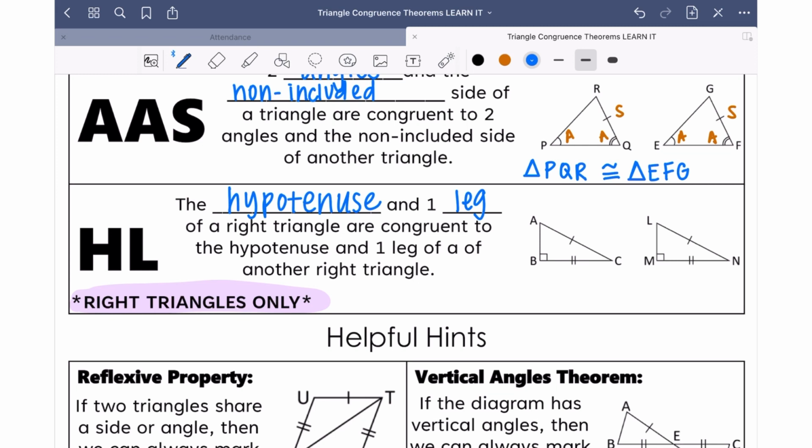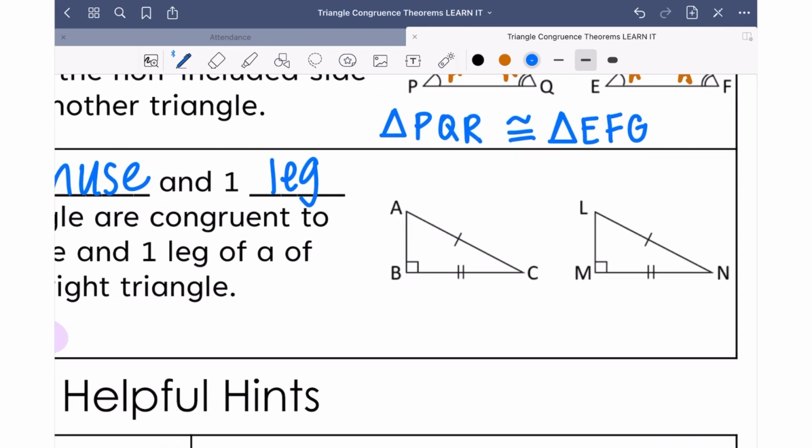So who is the hypotenuse here in this triangle ABC? This is the hypotenuse. This is the leg, one of the legs. You could have used the other leg, but for this one, we used that one. Here's the other hypotenuse on the second triangle, and then the leg here. So to write our congruence statement, we are going to say that triangle ABC is congruent to who matches with angle A, who corresponds with angle A? Do you see it? Angle L, and then we go in order, M and N.